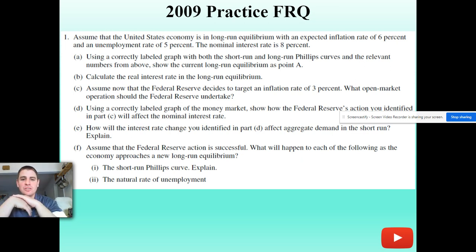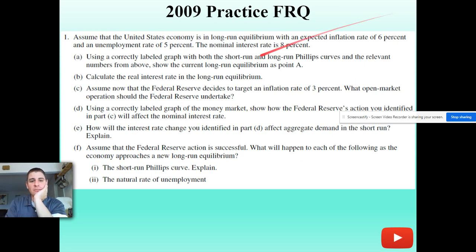Assume now that the Federal Reserve decides to target an inflation rate of 3%. What open market operations should the Federal Reserve undertake? Well, let's relate it back to our aggregate demand, aggregate supply curve. Inflation, we know, is best indicated by what on the aggregate demand, aggregate supply curve? It's the same y-axis, price level, right? So in this case, we want price level to fall. We want price level to decrease.